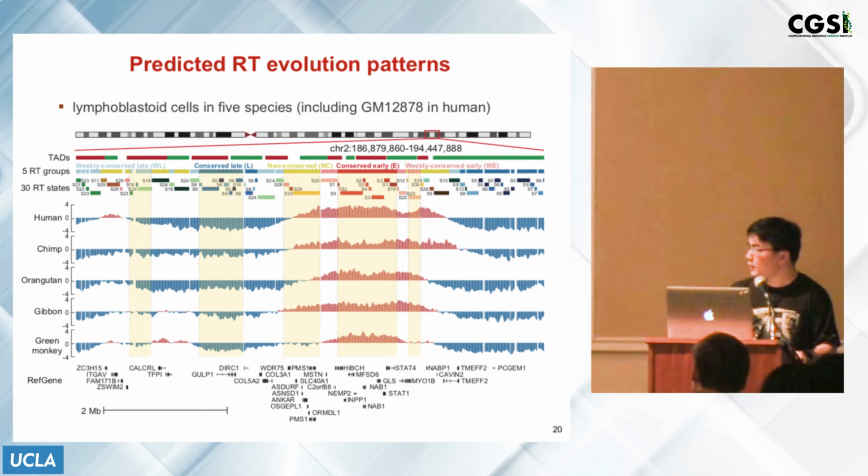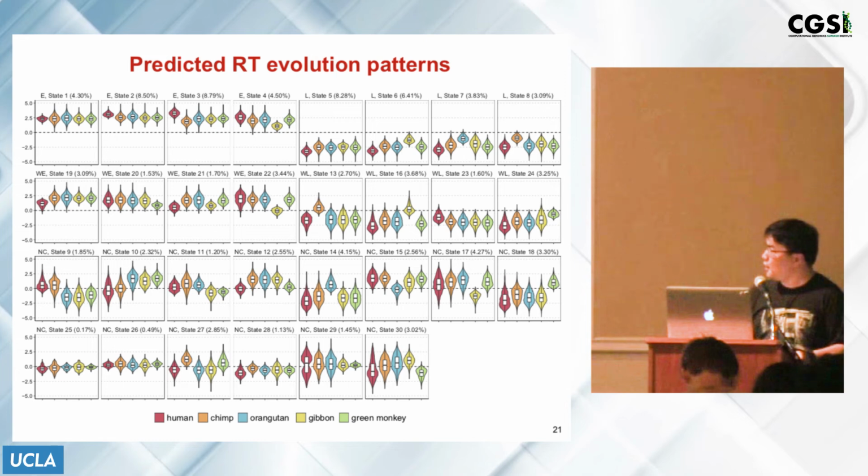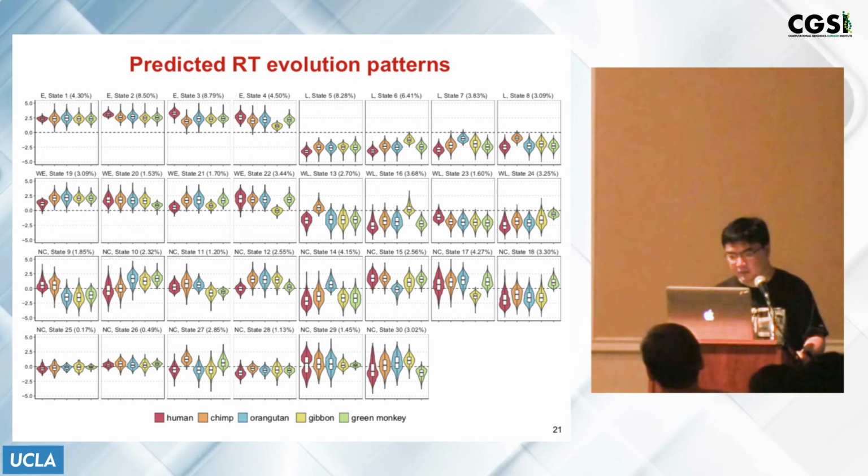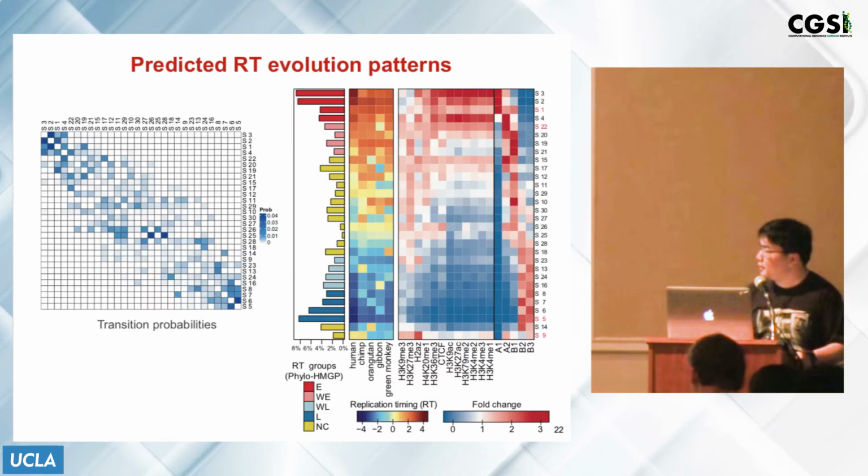conserved early, or similarly weakly conserved late. So here's the distribution of how the signals are distributed in these 30 states. Here, these 4 are conserved early, and these next 4 are conserved late. As you can see, there are still some differences in signal strength in some of the species. And here are the transition probabilities, and it's as expected. Those states that are close to each other, all conserved early, and the ones that are all conserved late, have higher transition probabilities.